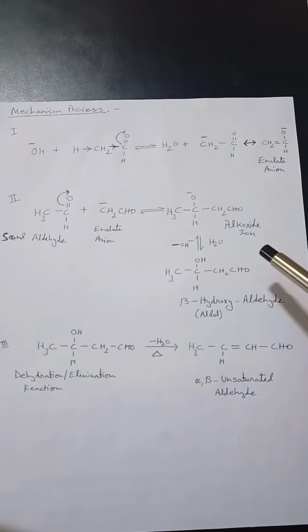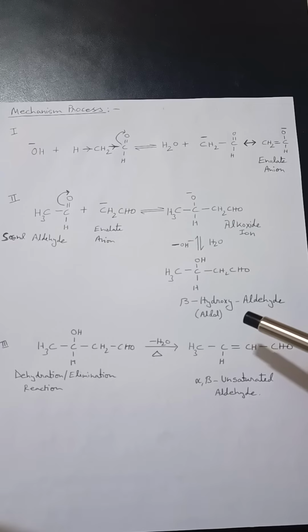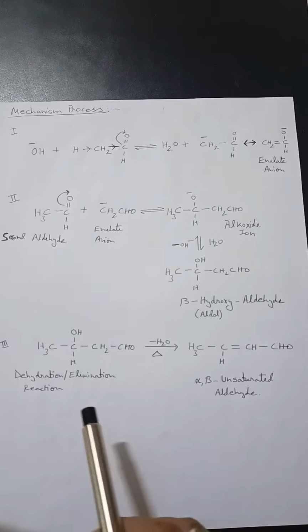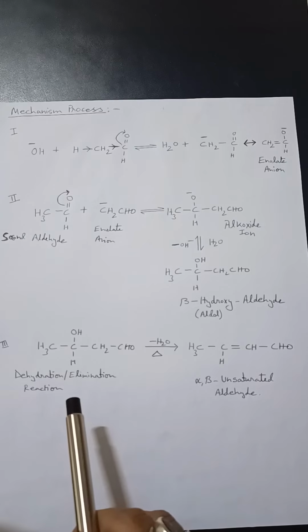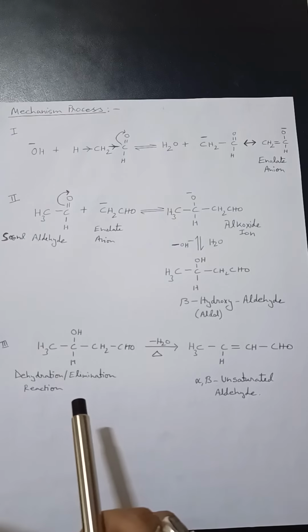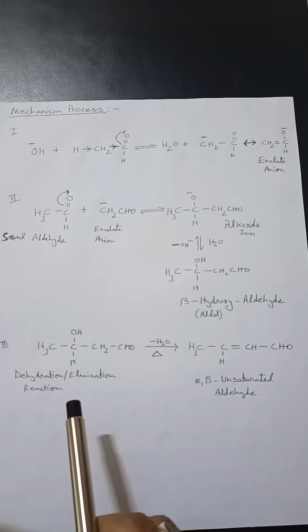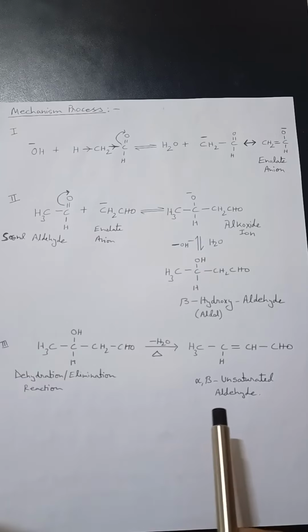This alkoxide ion rearranges itself to give beta hydroxyaldehyde, or aldol. And in the third step, the beta hydroxyaldehyde when heated undergoes an elimination reaction to form alpha beta unsaturated aldehyde. So it's a very straightforward reaction.